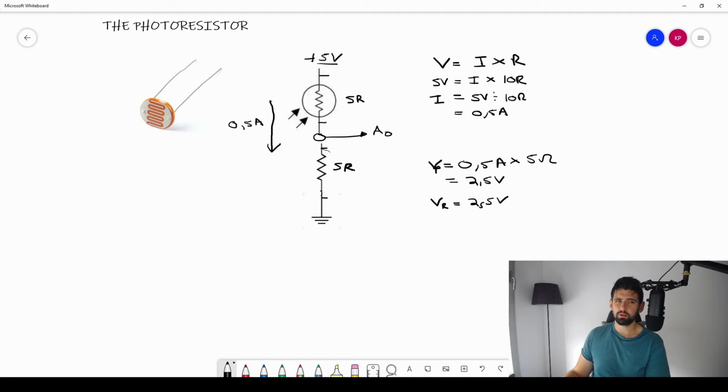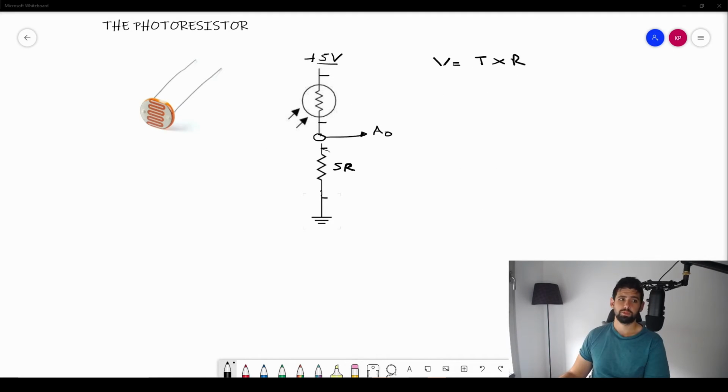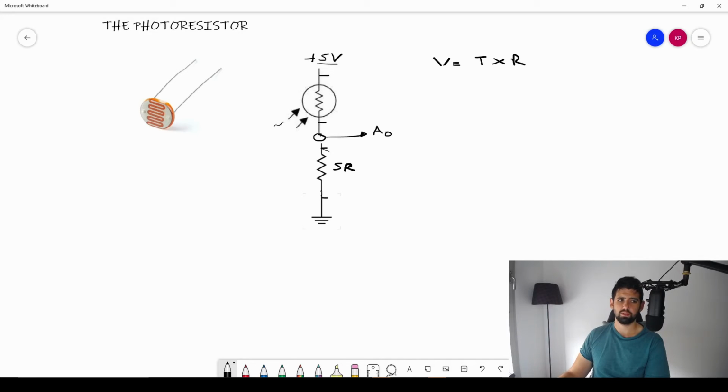So you can kind of see already that when I change this resistance here, my voltage will change across my resistors, and it's the voltage we read out across the bottom resistor that goes to the Arduino. So in this scenario, my A0 pin will read 2.5 volts. You guys can see where we're going with this. So let's increase the light on the photoresistor and see what happens. Now the light has increased, so these light beams are getting stronger, and as we discussed, the resistance decreases. So let's say, for example, it becomes 2 ohms.